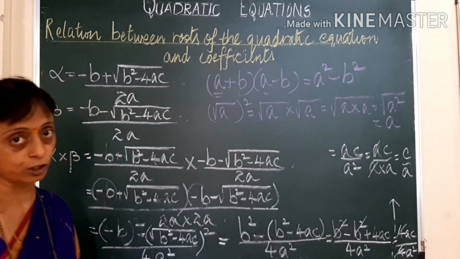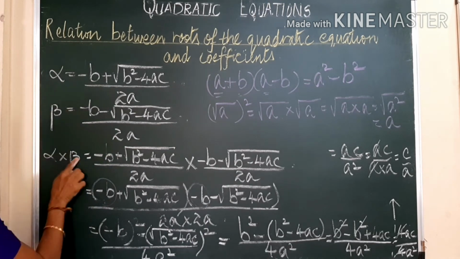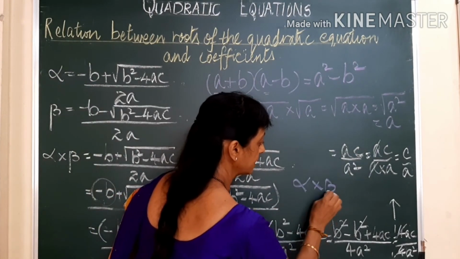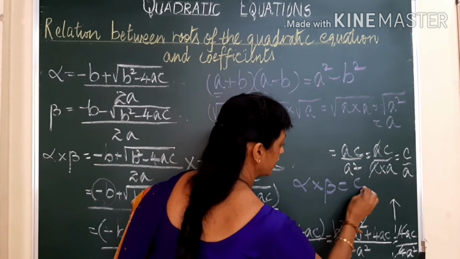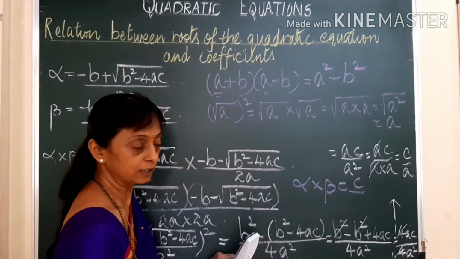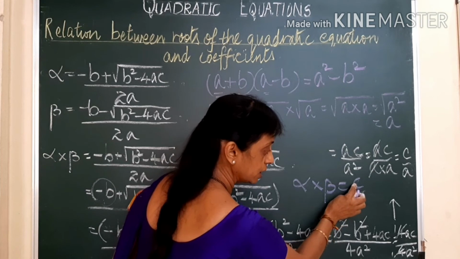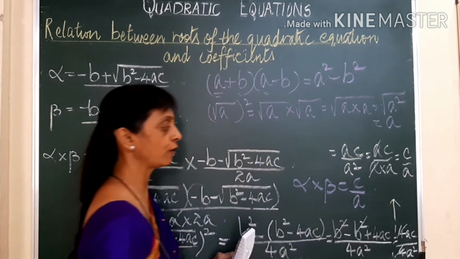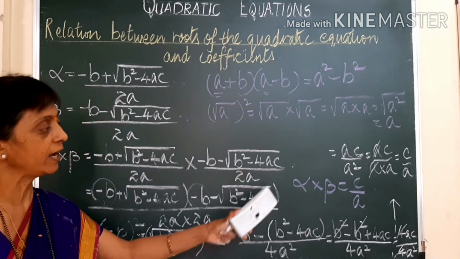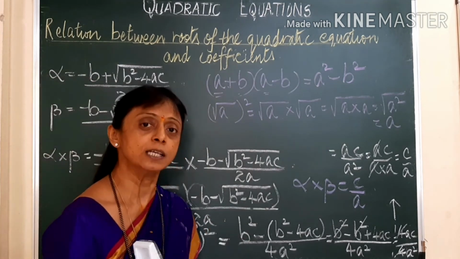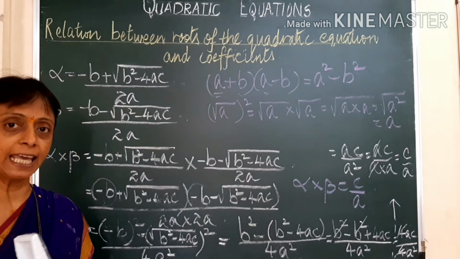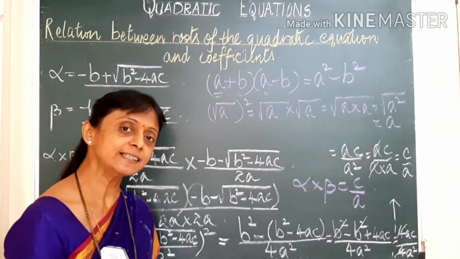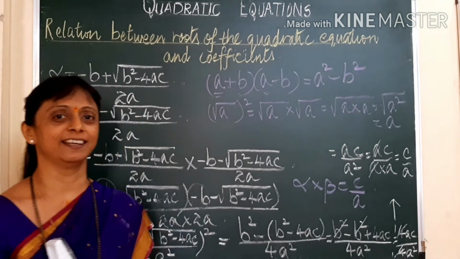So finally what did you get, children? When you take the product of both the roots, that is alpha into beta, the answer is the constant term c divided by the coefficient of the square term. So alpha into beta is equal to c upon a. And what was alpha plus beta? It was minus b upon a.